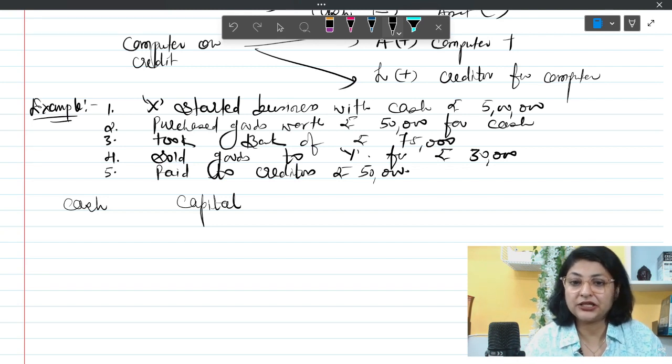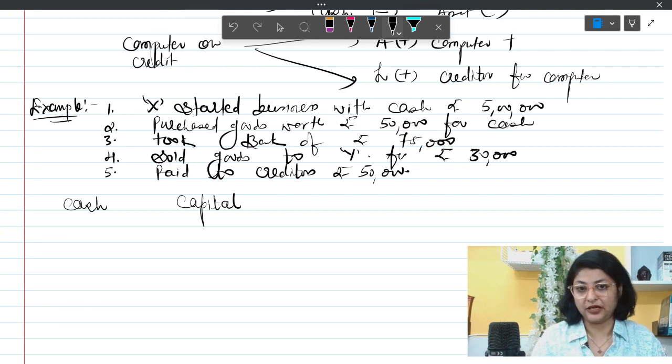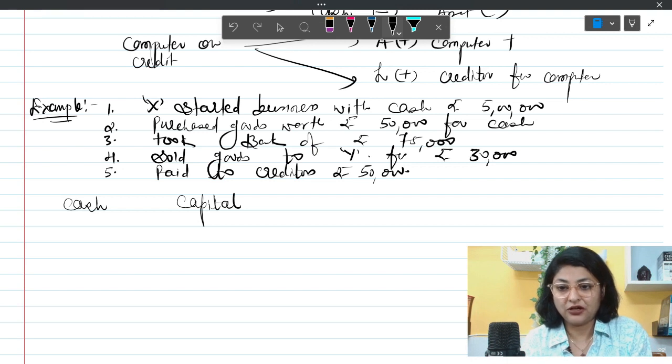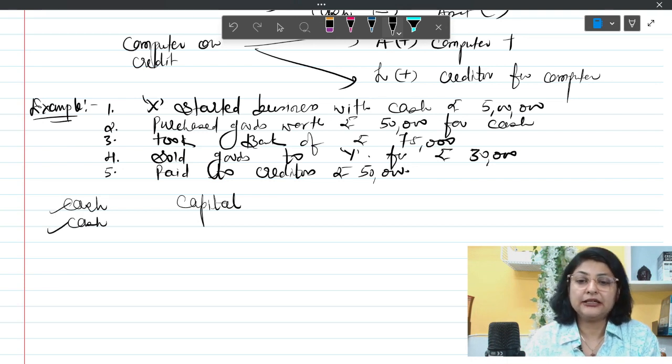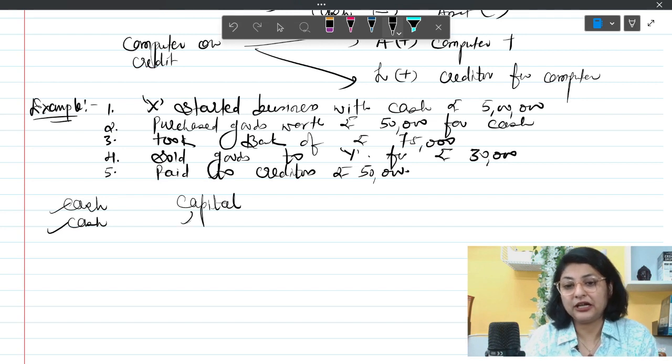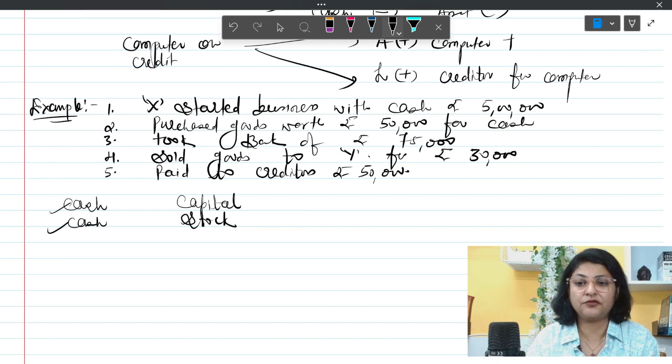Second transaction is purchase of goods worth rupees 50,000 for cash. So cash is already there. And another asset which will come is stock or inventory, whatever you want, you can write. So we have cash and capital and stock till now.